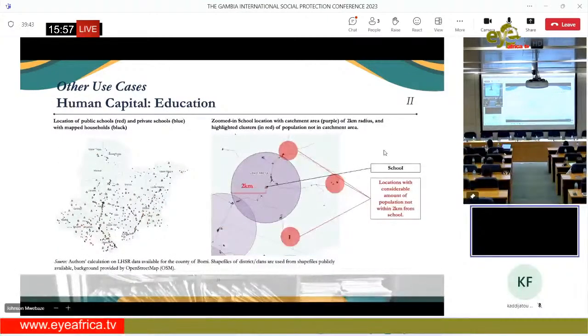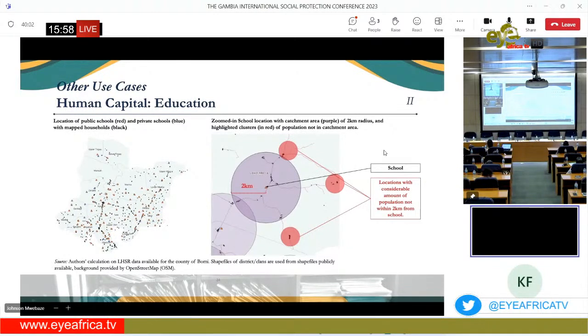This also shows education. It's the same story. It also maps schools in relation to where households are, especially focusing on the extreme poor, to find out how far the extreme poor households are, and so on. So this can also help you, especially if you're trying to do a cash transfer program and you want to use, for example, mobile money.